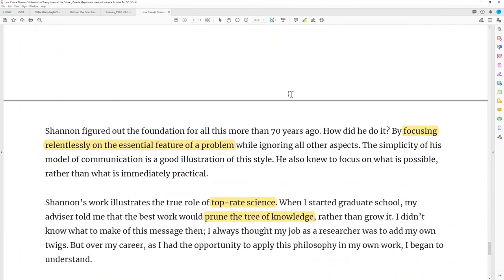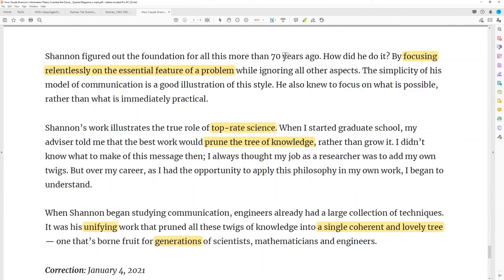I have a quick question. Can you hear me, Dr. Gao? This is all 70 years ago, right? Kalman is what, 60 years ago. Hello? Can you hear me?